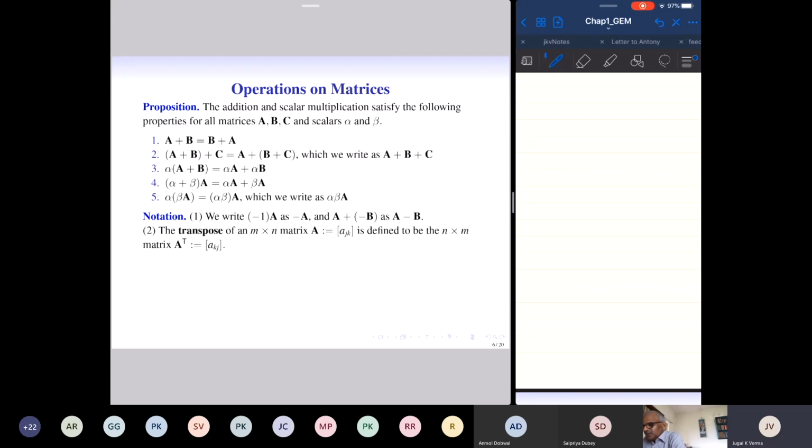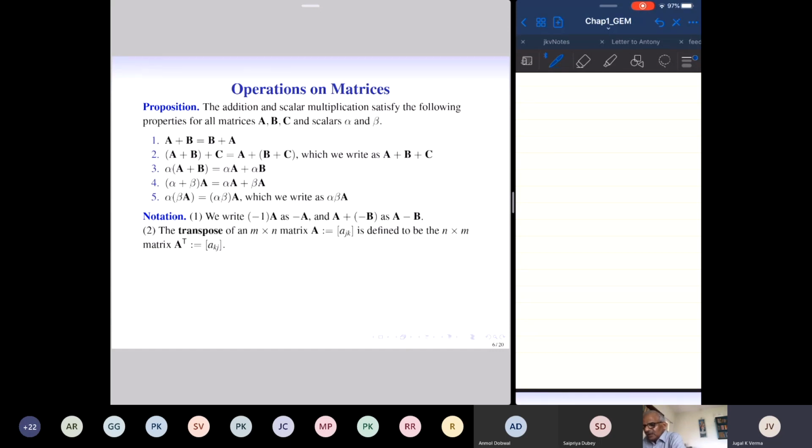Transpose of a matrix is a very important operation. We take an M by N matrix, where the general entry is A_jk. Its transpose is an N by M matrix, and we write it as A transpose, with transpose as a superscript, and the general entry is A_kj. If I have an M by N matrix, there are M rows and N columns, but its transpose will have N rows and M columns, and the first row of A becomes the first column of A transpose.